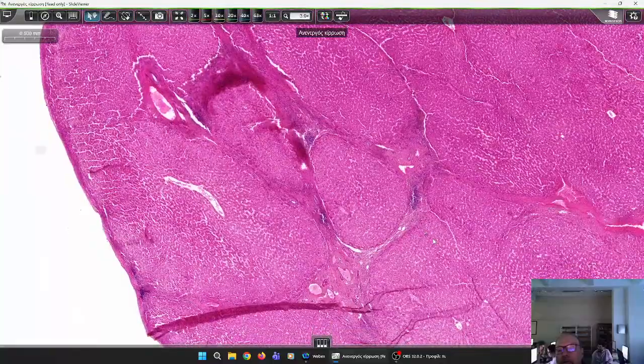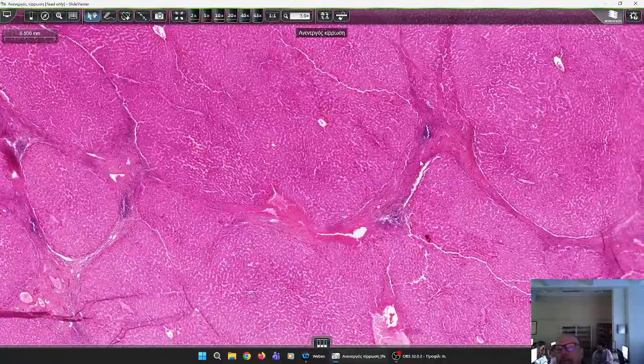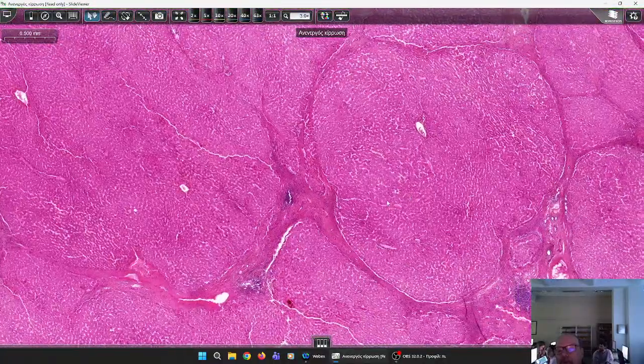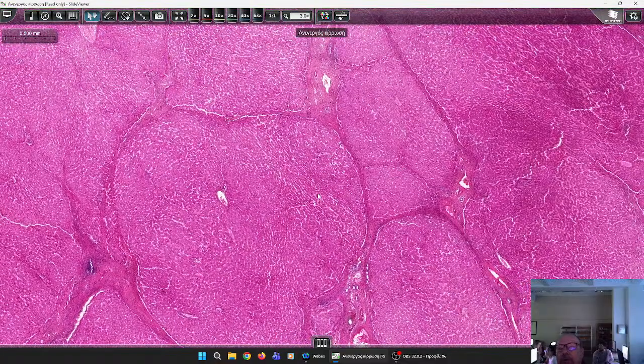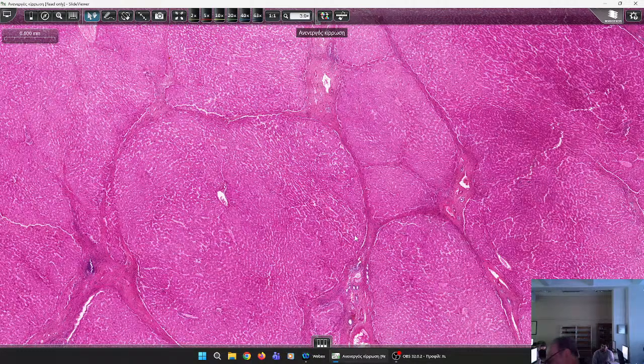So were the nodules that we saw here also indicative of cirrhosis? Yes, of course. When you have the nodules, you have cirrhosis. However, in this one, there are no inflammatory cells entering the cirrhotic nodules. Thus, it is called inactive, or a burnout cirrhosis. We use the term burnout.